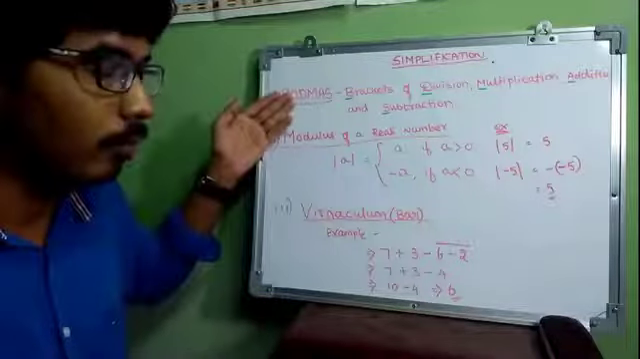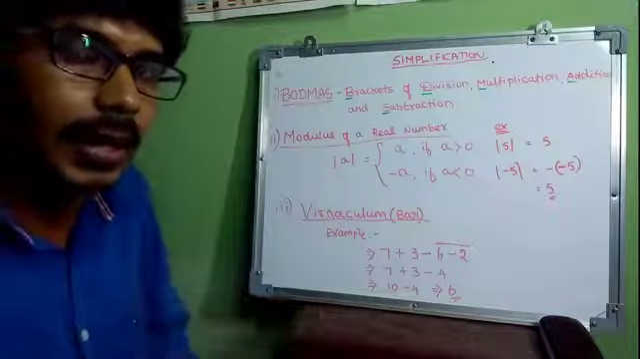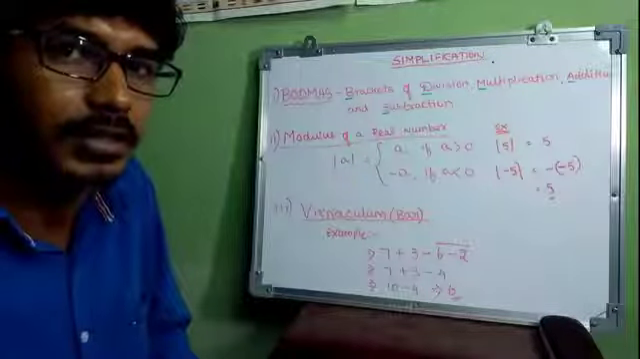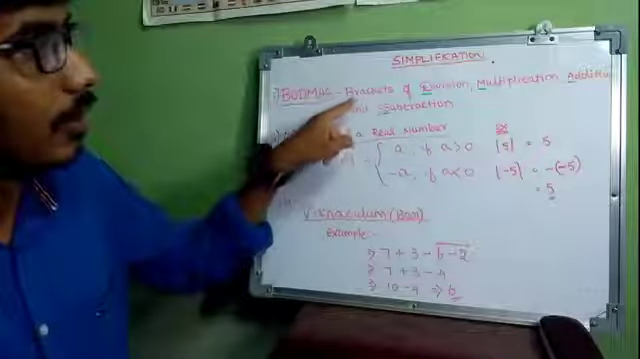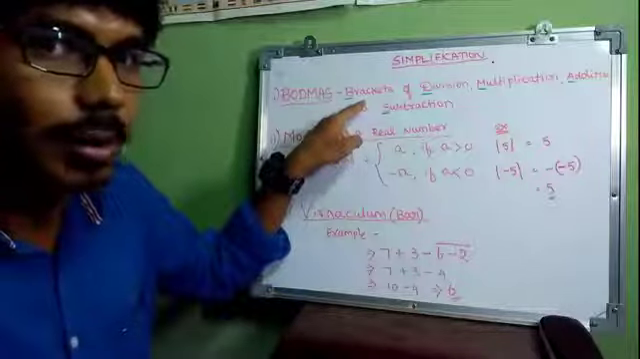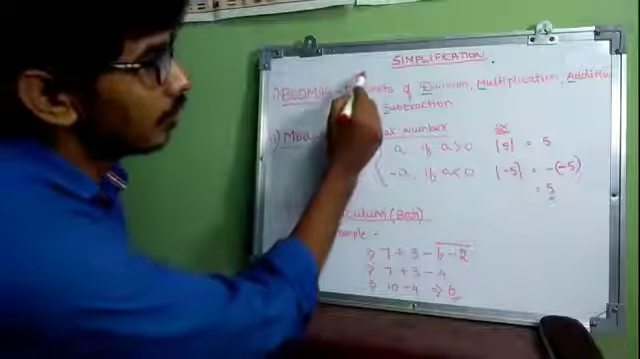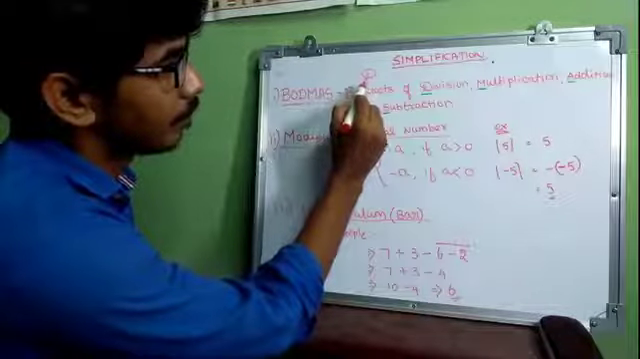First, we can see BODMAS. BODMAS is nothing but brackets, of, division, multiplication, addition, and subtraction. Okay, it means that first you should solve the thing that is within the bracket. You should give first preference to bracket.